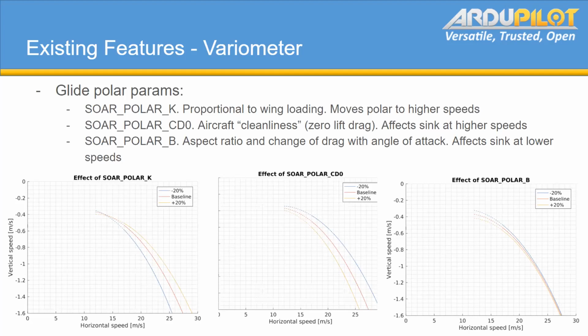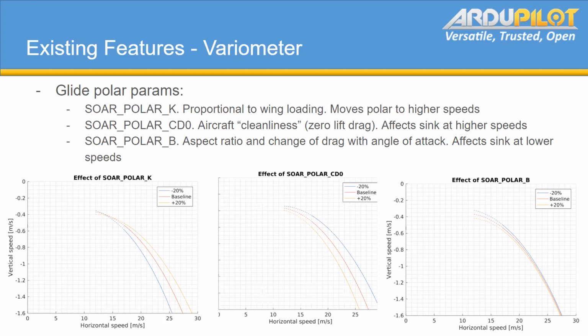And this is why full-size gliders have a good glide ratio, but it occurs at very high airspeed because they have a much higher wing loading than our small models do. The second one is the CD0 parameter, which is related to the zero lift drag. And this comes in through the aerodynamic cleanliness of the design. So if you imagine a very sleek and streamlined glider versus a fairly rounded glider with lots of antennas and so on hanging off it, that would be the difference between the value of the CD0 parameter in your glide polar. And the predominant effect of this parameter is to adjust the rate of sink at higher airspeeds.